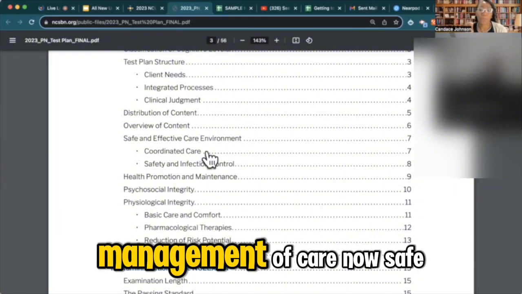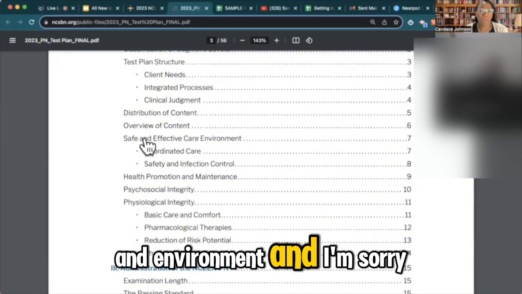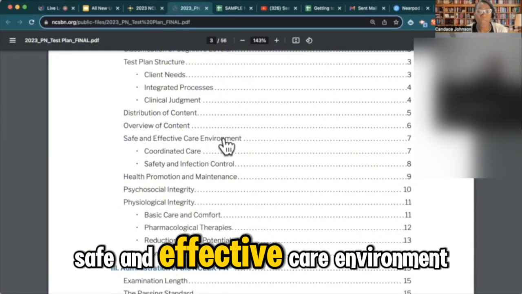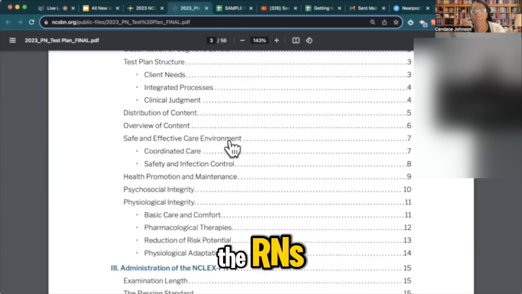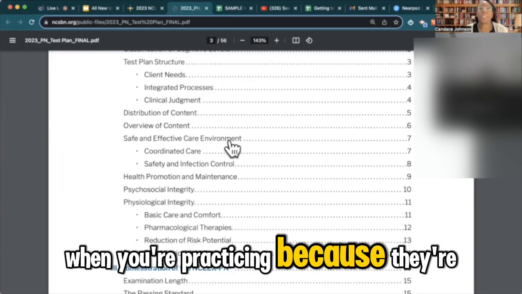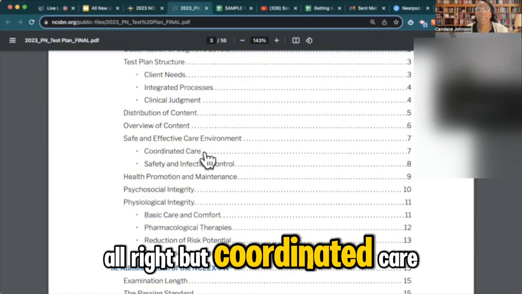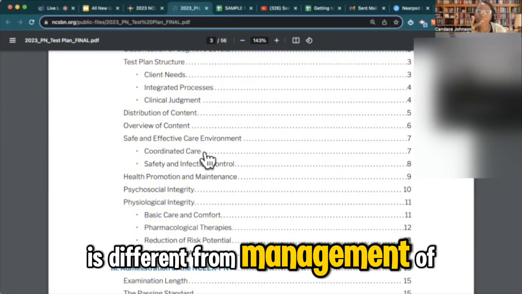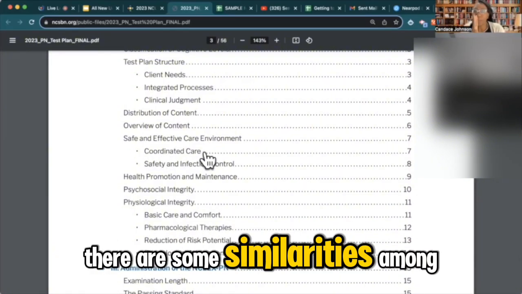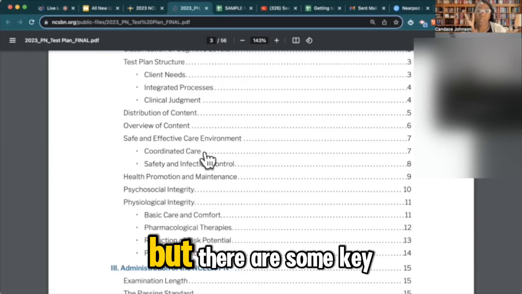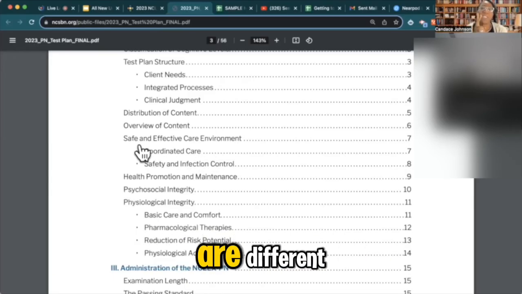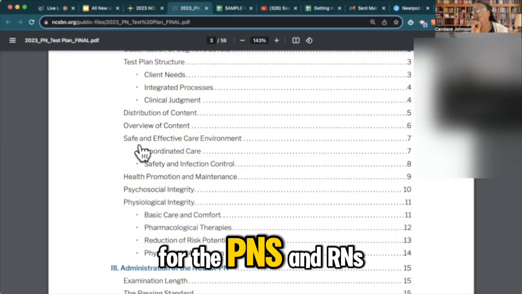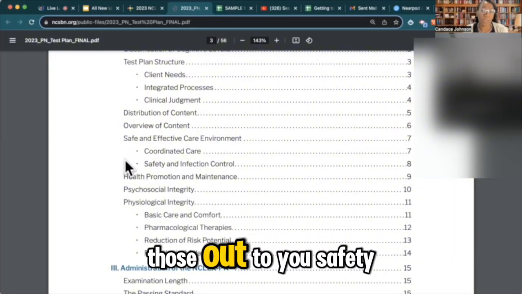Now, safe and effective care environment questions are perfectly fine for you to share with the RNs when you're practicing, because they're the same. But coordinated care is different from management of care. There are some similarities among those questions, but there are some key differences. So there are only 2 of the 8 categories that are different for the PNs and RNs, and I want to point those out to you.